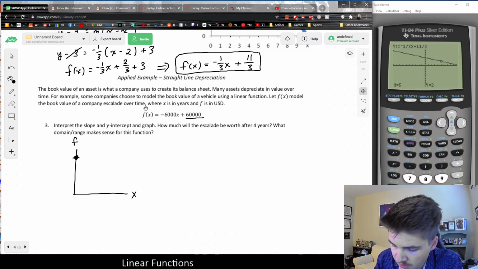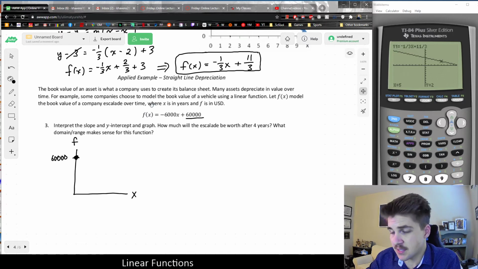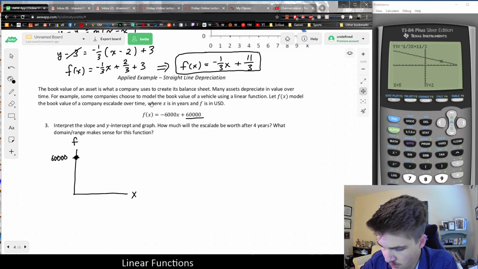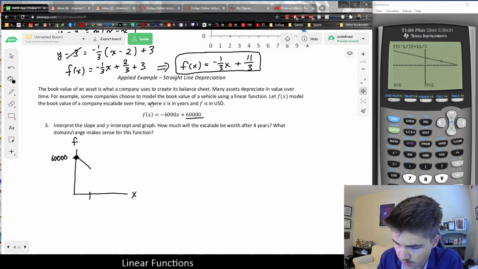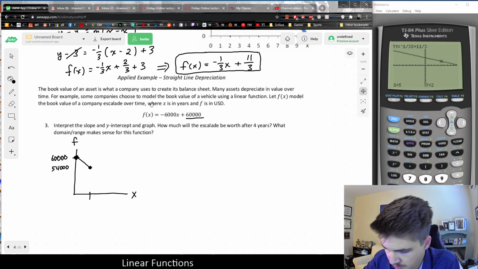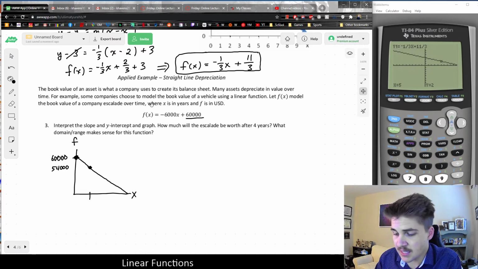But basically the y-intercept is 60,000, so that's going to be its initial value, the top, and its slope is negative 6,000, meaning over time it's going to decay. Every year it's going to lose $6,000 in value. So after 1 year, it's going to be down to 54,000, and so on and so forth. It's going to keep decaying at a constant rate over time, because again, we can see it's linear.